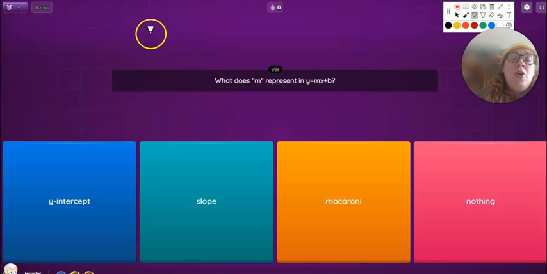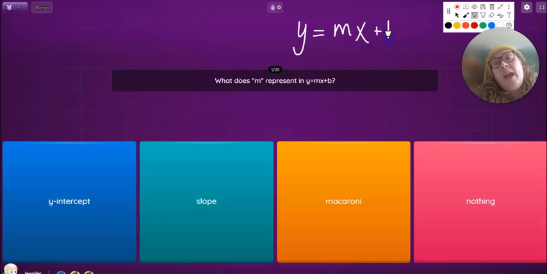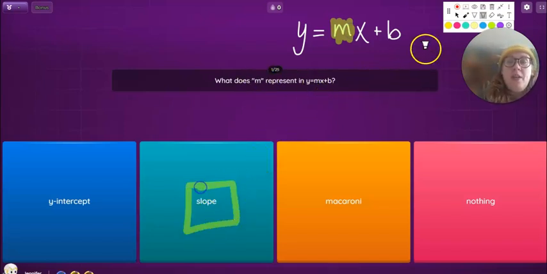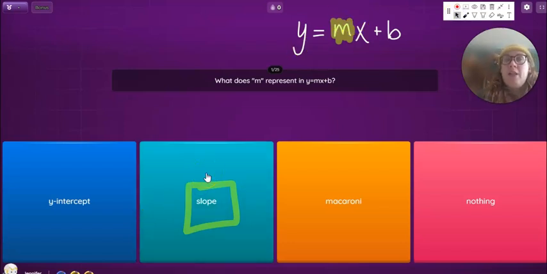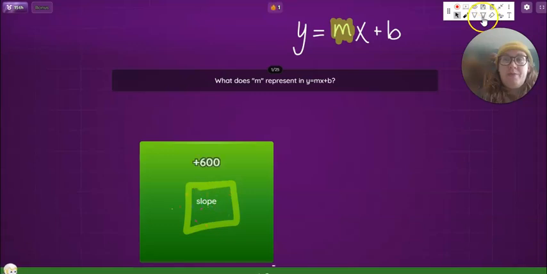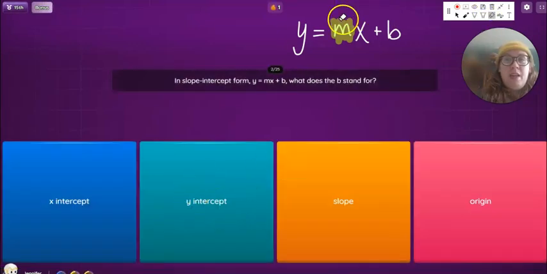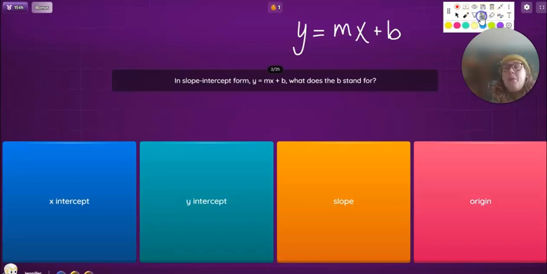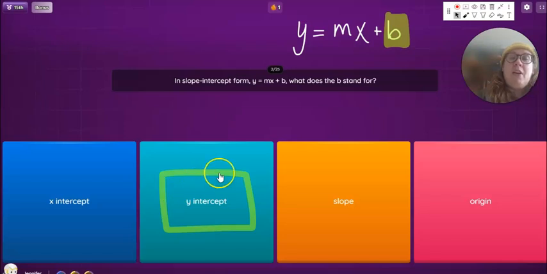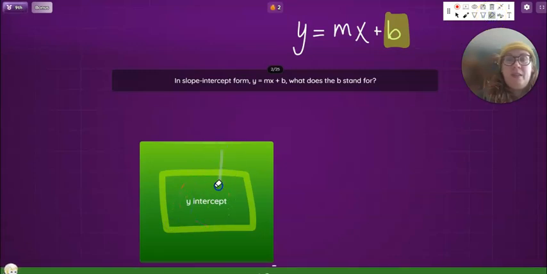So in slope-intercept form, we have been focusing our energy on this equation, y equals mx plus b. And the m in our formula represents our slope. So the number in front of x is always going to be our slope, our rise over run. And we have another variable that we plug in for, which is our b. And our b stands for our y-intercept. That's why we call it our slope-intercept form, because we have our slope and then our intercept.